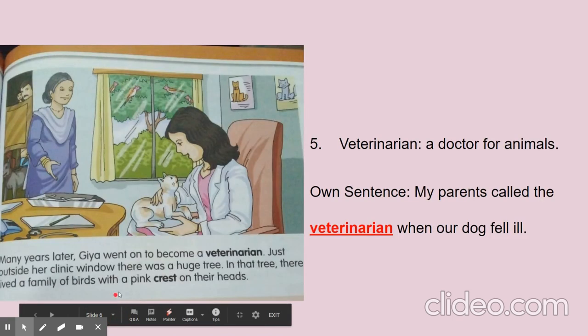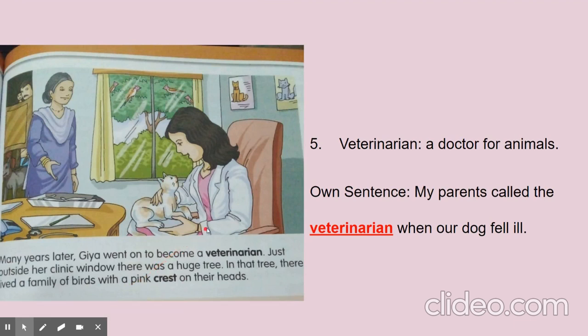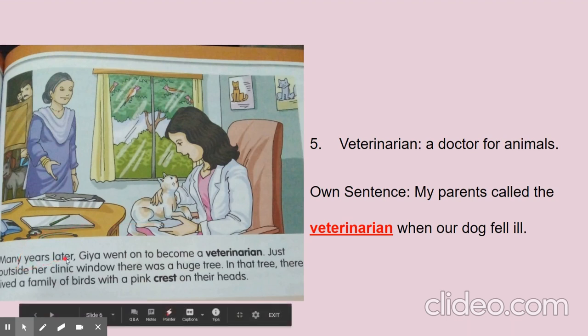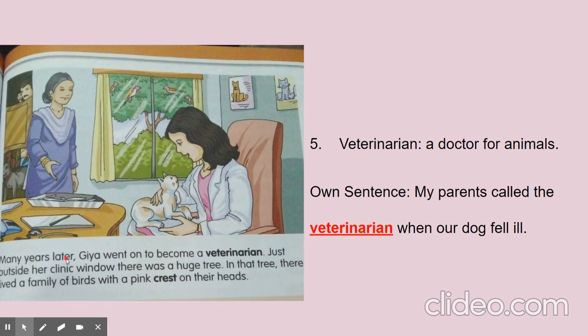Now if you see here, Gia has grown into a woman many years later. So we have seen Gia as a small girl. We have seen her when she is 8 years old. Now she has grown into a woman, and it is many years later. If you see her mother, she has also grown a little older.